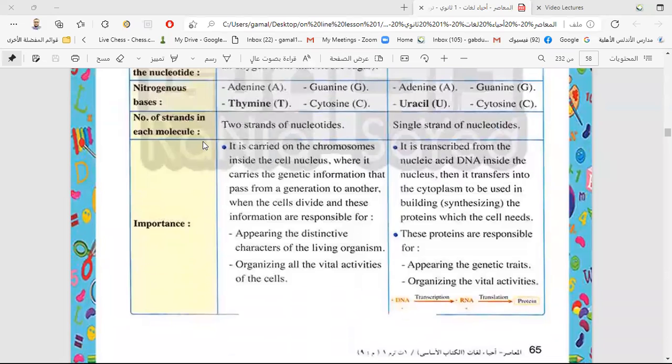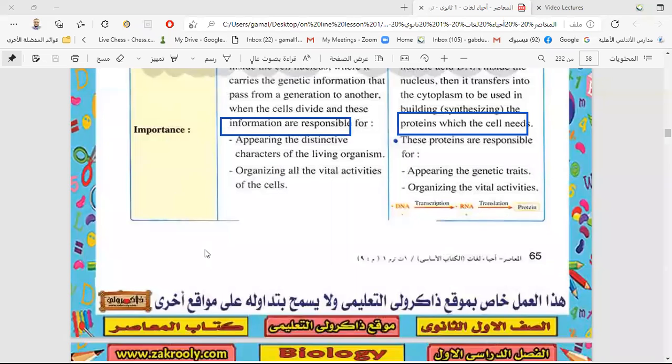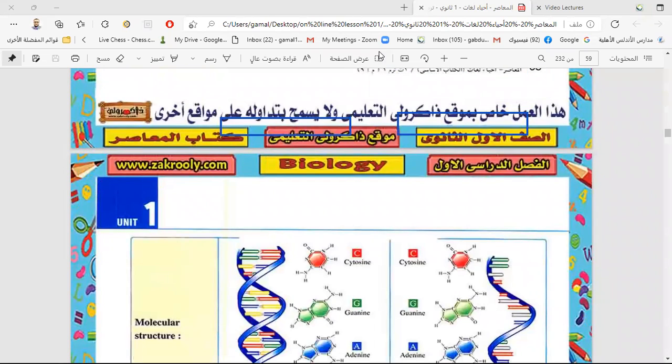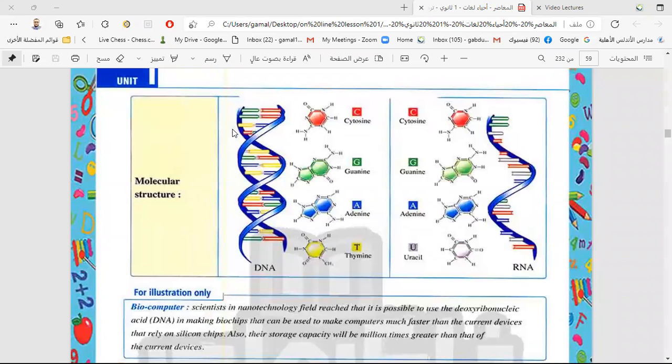Number of strands. How many strands of DNA? Two strands, double strands. There are two strands or double strands in the case of DNA. But in RNA, we have one single strand, one strand only. You can look at the picture of DNA and RNA here. We have double strands, double helix, double thread. And here we have single thread only. So we have here the difference between DNA and RNA.